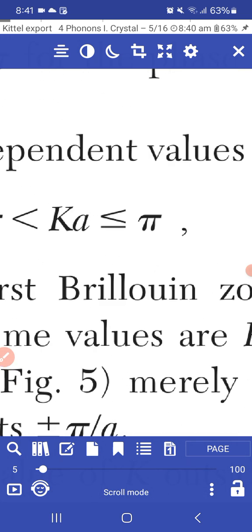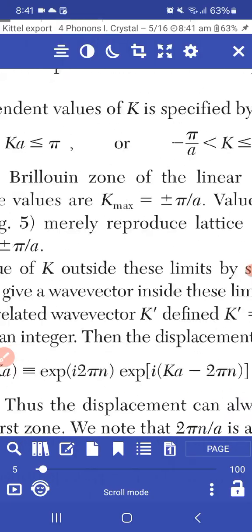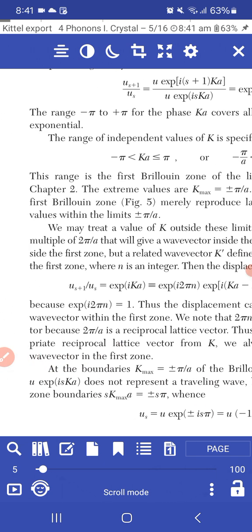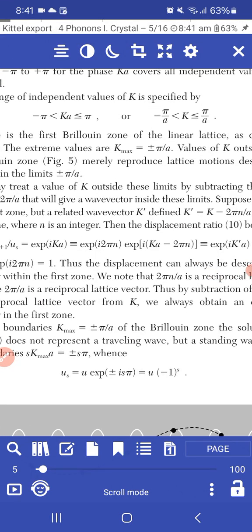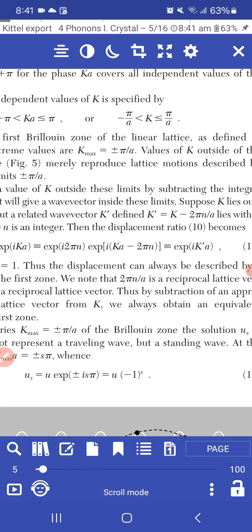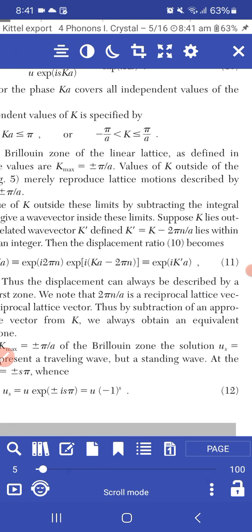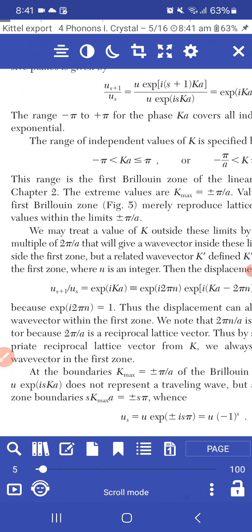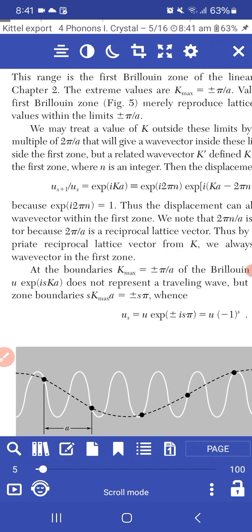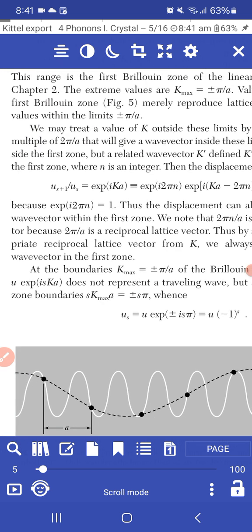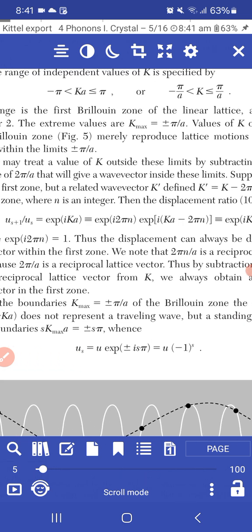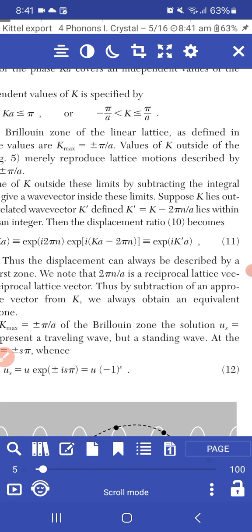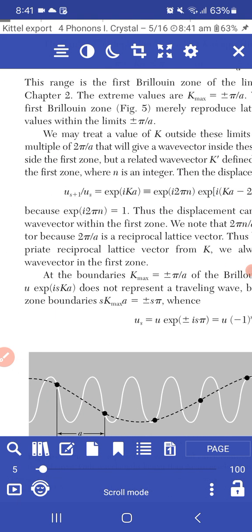Okay, so ka was your argument. Okay, divide it by a. Then the range, this is the first range of the first Brillouin zone in the linear lattice as defined. Okay, the extreme values are k max equal to minus pi by a to plus pi by a. Values of k outside the Brillouin zone merely reproduce the lattice motion described by the values within these limits. We may treat k outside these limits by subtracting an integral multiple of 2 pi by a. That will give the wave vector inside these limits. Suppose k lies outside the first zone.